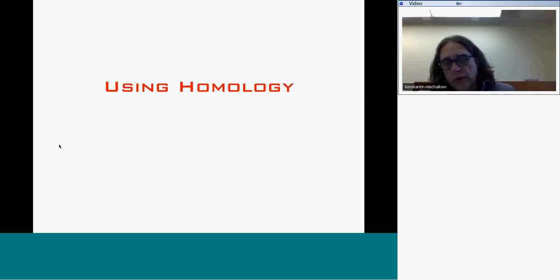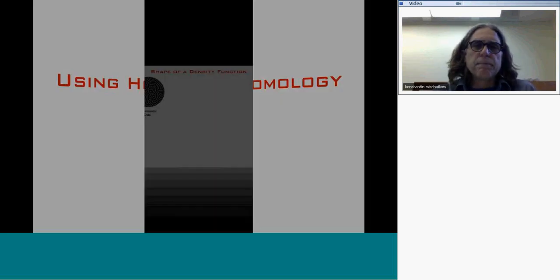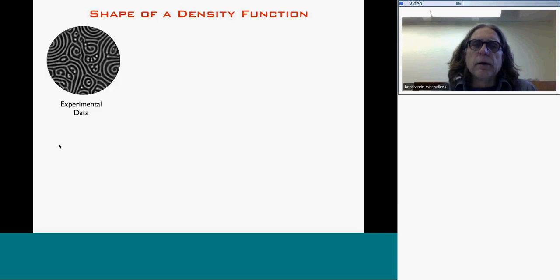So to do this, of course, this is the applied algebraic topology network. We use algebraic topology, and I want to start with a very simple measure using homology. All right. So there's my experimental data.